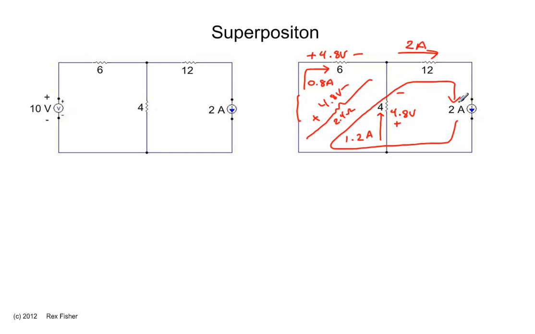Let's map those values back to the original circuit. We have 2 amps here, we have 1.2, 2 amps here. And we have 0.8 amps here. Those are all the currents that are flowing in that circuit because of the 2 amp current source.